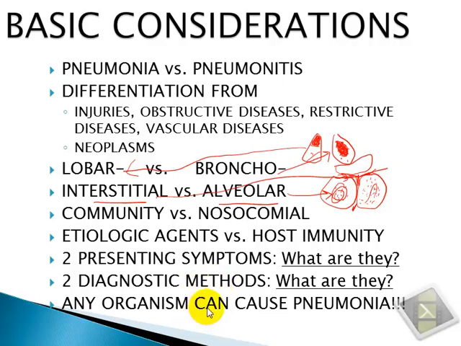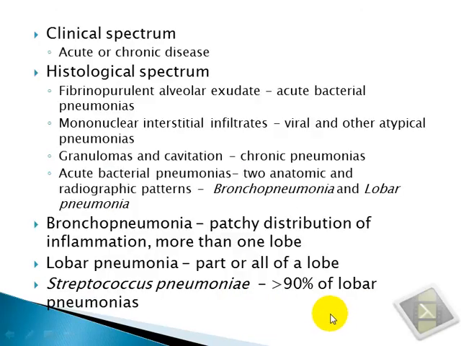And here I would like to give an end note: any organism can cause pneumonia. Any microorganism basically can lead to pneumonia. The clinical spectrum of the disease may range from an acute stage to a chronic disease. But these acute things will finally lead into a chronic disease sooner or later.